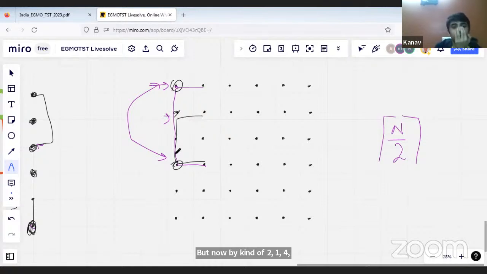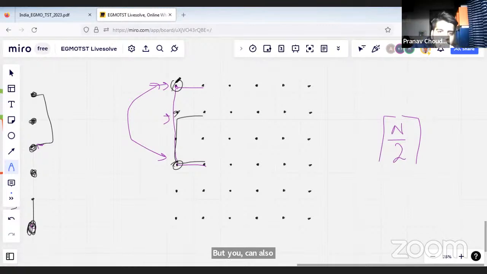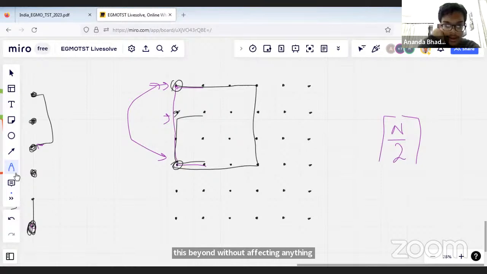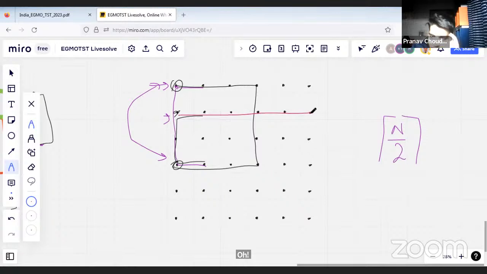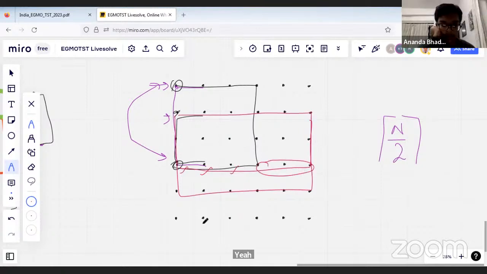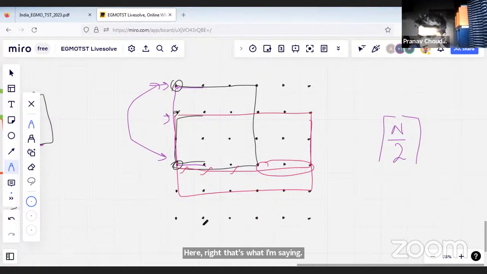But you can also extend this beyond without affecting anything. No, like what if, let's say the above thing ends here, okay? It's like this. And then the second thing you have is, like second one goes up to like 6 things, all the things. And then this. Now, if you extend this, like this, sure, you're not losing anything here. But you're losing things here, right? That's what I'm saying. Does it make sense? Yeah.